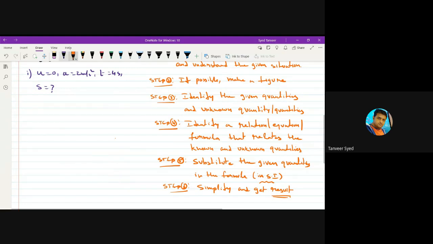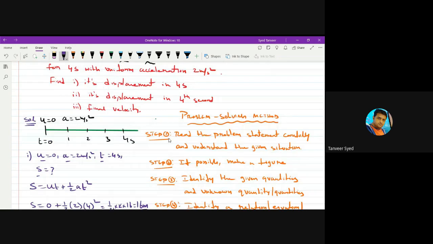So here, u, a, t, s are related by s equal to ut plus half at square. u is 0, a is 2, t is 4, so s is half into 2 into 16, which is 16 meter. That is the answer. So in 4 seconds, the body will cover a displacement of 16 meter. Okay.